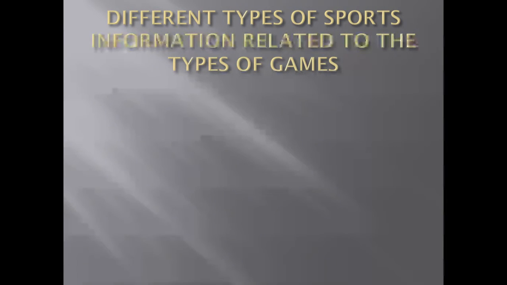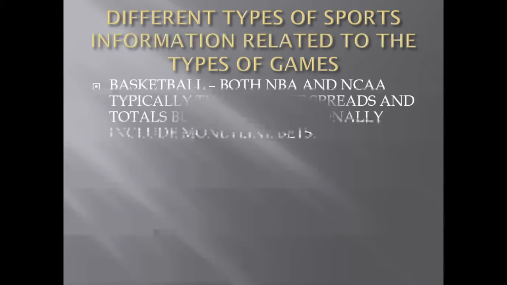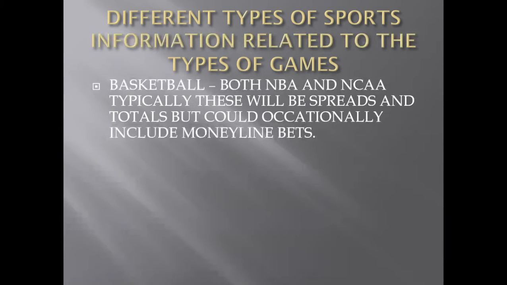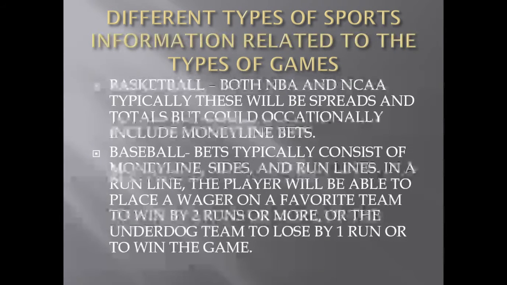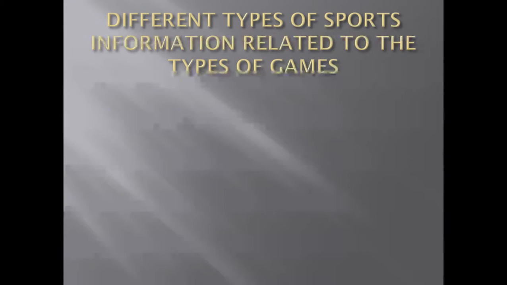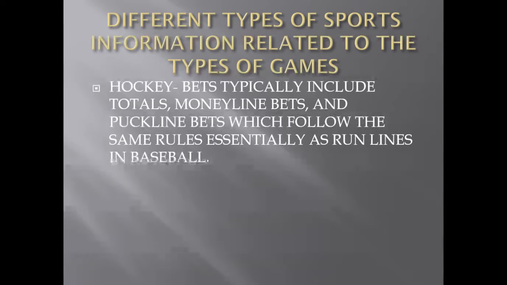Different types of sports information related to the types of games. Basketball. Both NBA and NCAA, typically these will be spreads and totals, but could occasionally include moneyline bets. Baseball. Bets typically consist of money lines, sides, and run lines. In a run line, a player will be able to place a wager on a favorite team to win by 2 or more runs, or the underdog team to lose by 1 run. Hockey. Bets typically include totals, moneyline bets, and puck lines, which follow the same rules essentially as the run line in baseball.